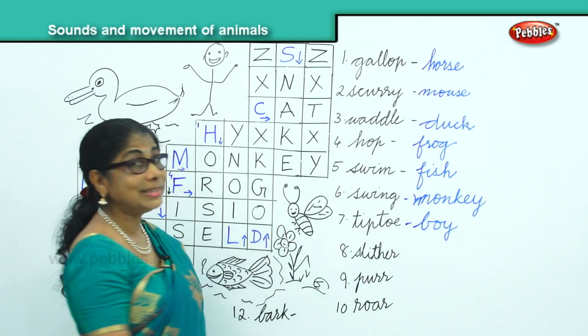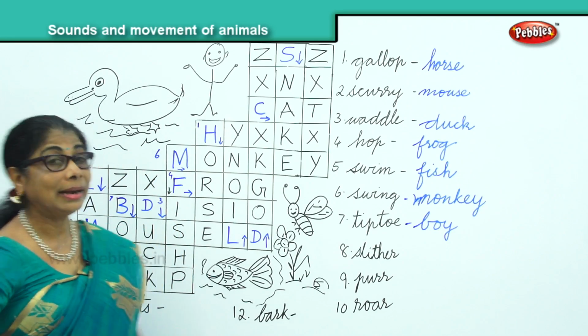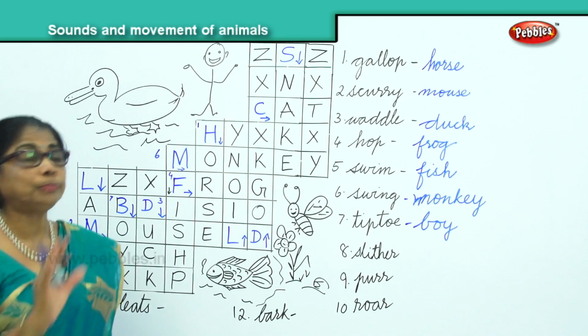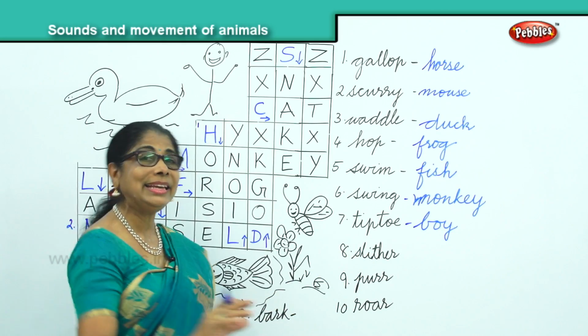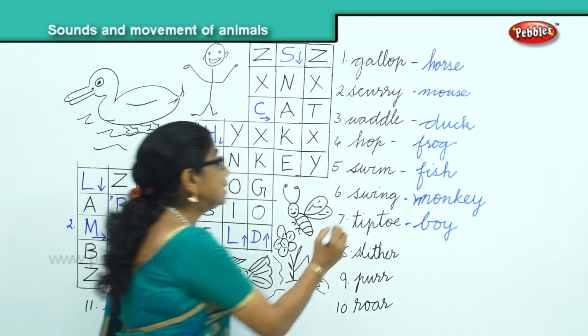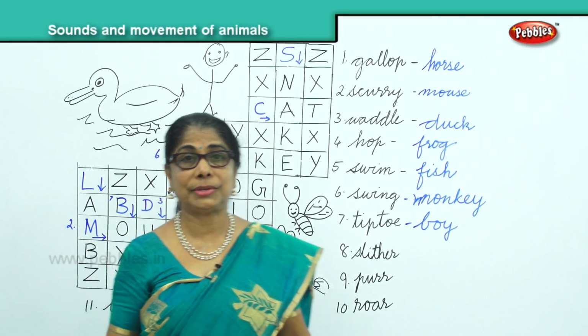Look at that. Horse, gallop. Mouse scurries about. Duck, waddle. And the frog hops. Fish swims. And monkey swings from tree to tree. And the boy tiptoes in the house.